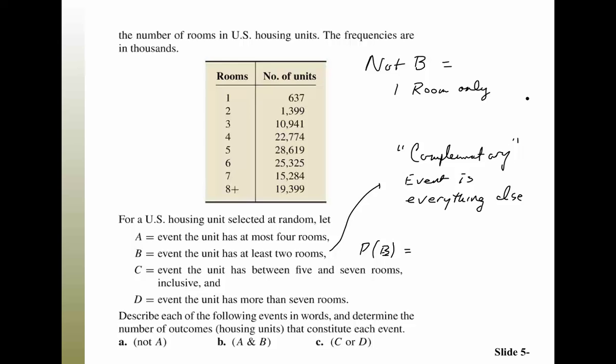So what if we found the probability of 1 room only? Don't have the total. Could that help us find the probability of B? So what would you guess for the probability of not B? 1 room only. Would you say it's high or low? Super low, right? Because it's only 637 of all these many thousands of rooms. So we get a low probability, say 0.05 or something like this, or 0.03. So how could we use that to find the actual probability of B?